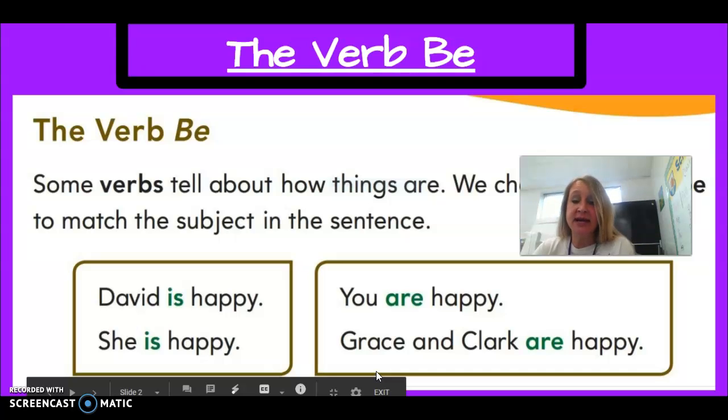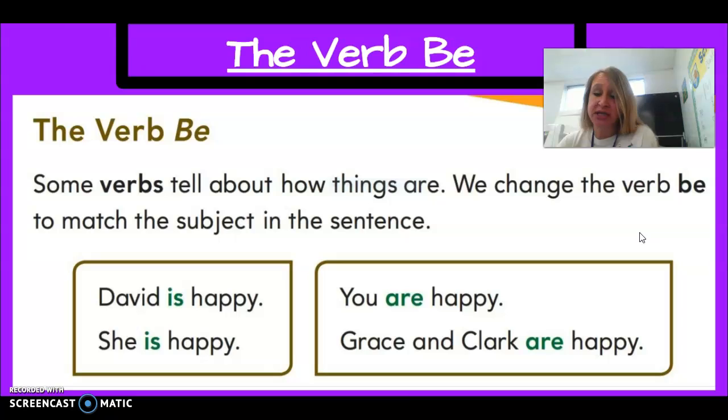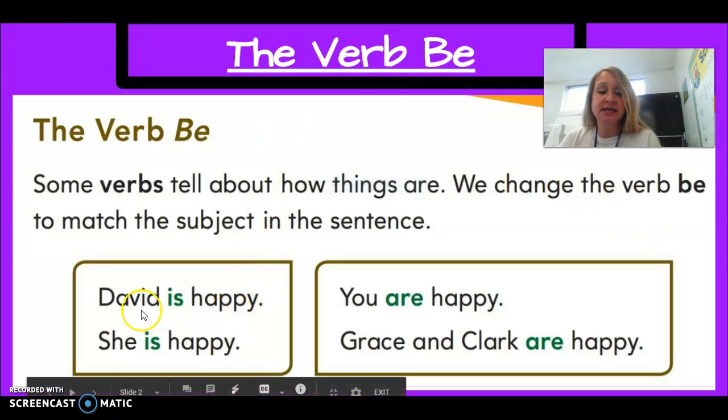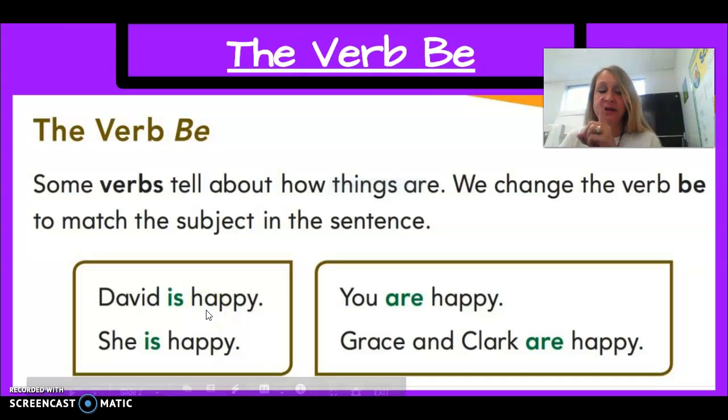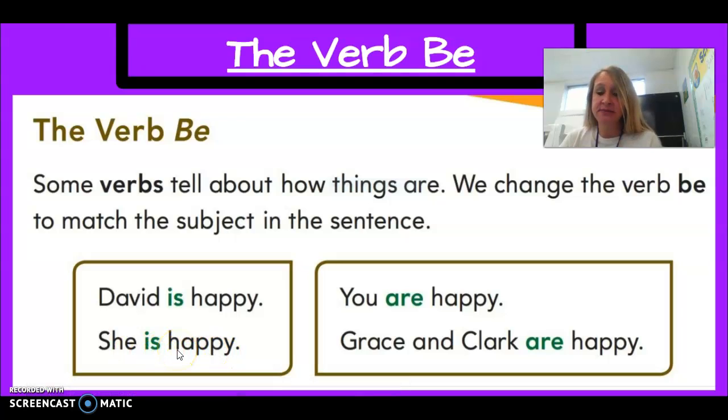Remember yesterday that I told you some verbs tell about how things are. They don't show an action. We change the verb be to match the subject in each sentence. So if it's a singular subject, that means one, we use is. David is happy. David is one person, is happy. She is happy. One person, she is.